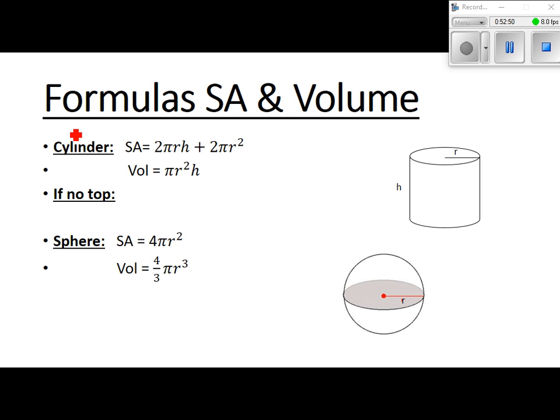Formulas for surface area and volume, fill in those. Where it says no top, we're going to write that in here in a second. So fill in for the cylinder. SA stands for surface area. And VOL, of course, stands for volume. Hopefully you know the pi symbol. R stands for radius. H stands for height.